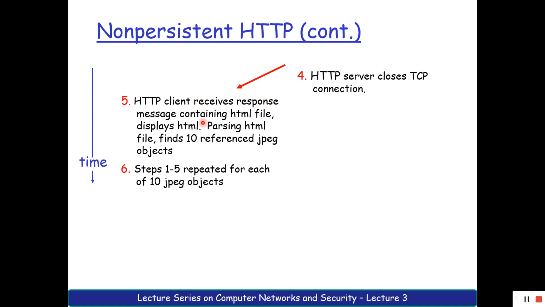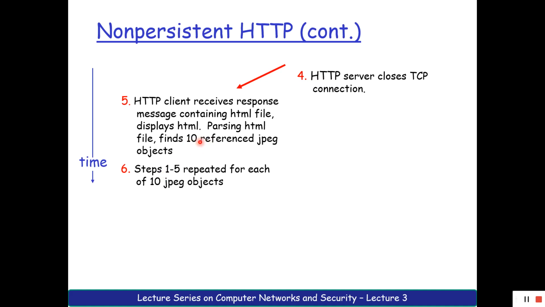But when this reaches your client, what is the client doing? The HTTP client receives this response message containing the HTML file. It receives this message and displays it, but after parsing it, it finds that it has some 10 referenced JPEG objects. When it requires these JPEG objects, what will it do? It will start requesting the server for these 10 objects. Can it request all the 10 objects in one go? Not possible. It can request only one object in one message.